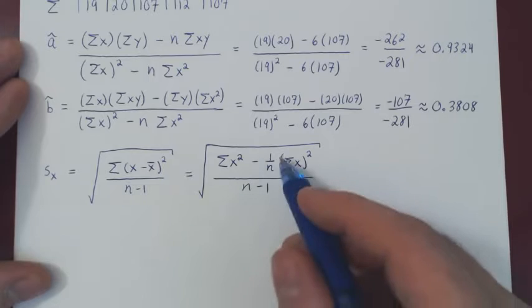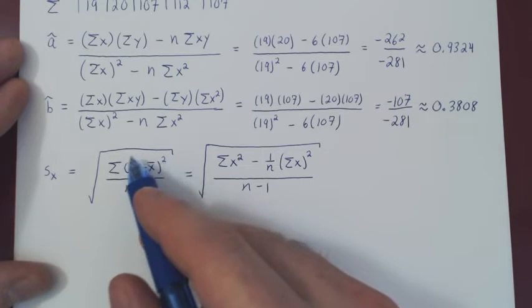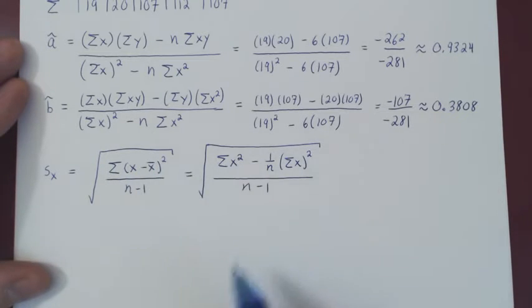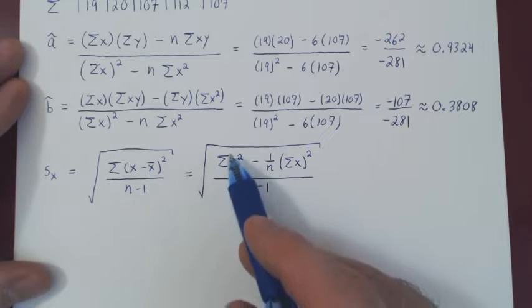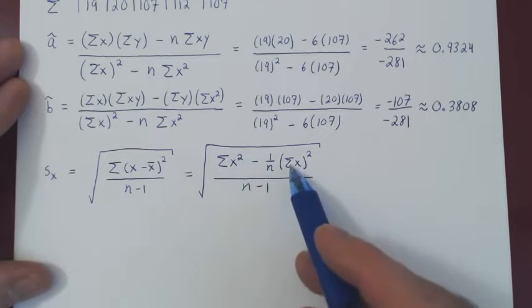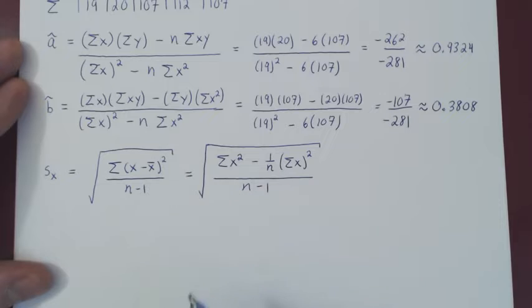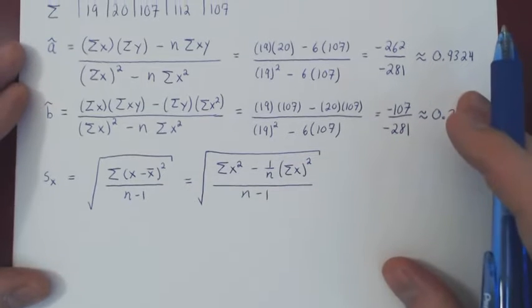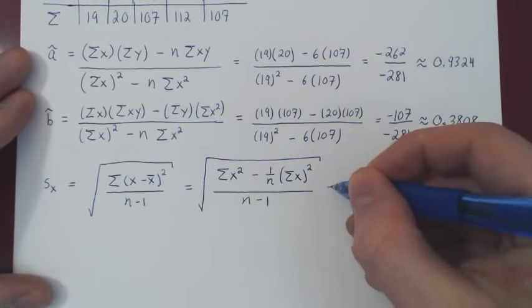And again, the only difference from here to here is that we've expanded this out and we've simplified a little bit. So the square root of the sum of the x's squared minus 1 over n sum of the x's all squared over n minus 1. And this is now easy as we have everything, right?